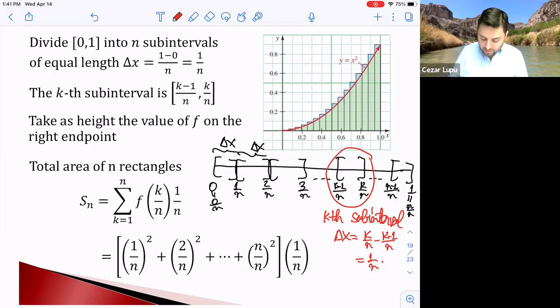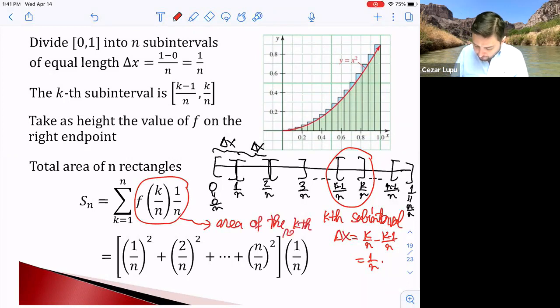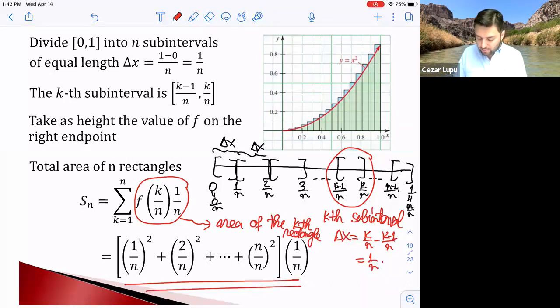So let me point out, this is the area of the kth rectangle. So we have the first rectangle all the way to the nth rectangle. So we're going to sum up all of them, all those areas, and then guess what? By just writing it, we're going to end up with this thing here. And now we can actually compute this.